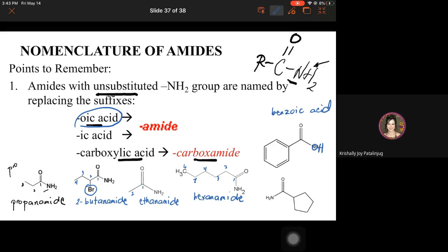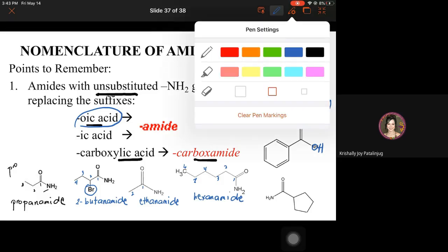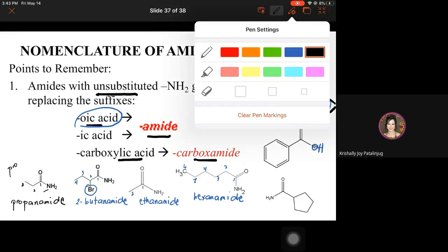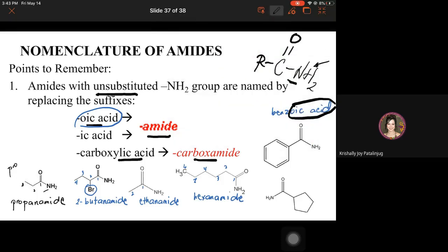Benzoic acid. Now, in this case, ano sabi? Change the oic acid to amide. So, mahimo siya og benzamide. Alright? So, the name here is benzamide. Okay, and lastly, diba, this should be kung OH ni siya ha, OH.